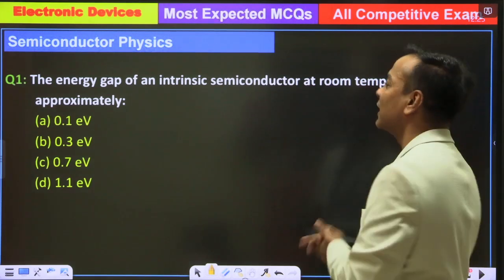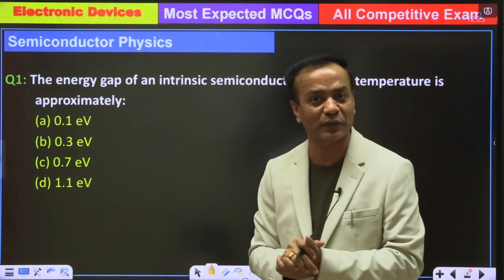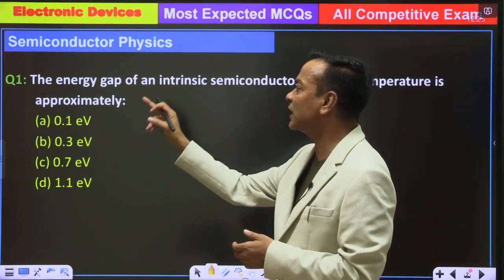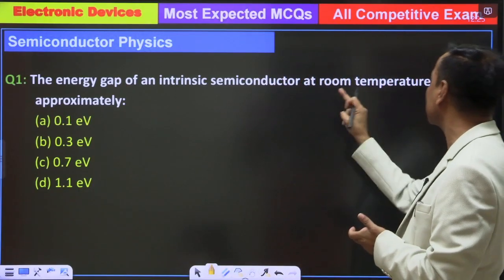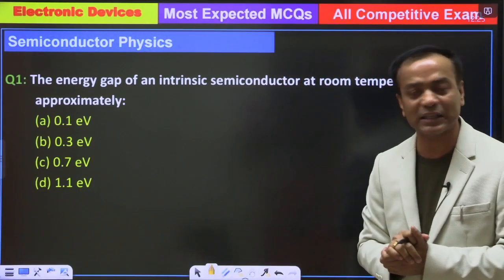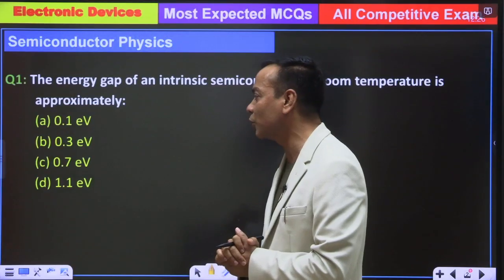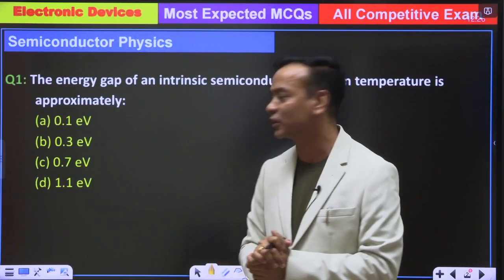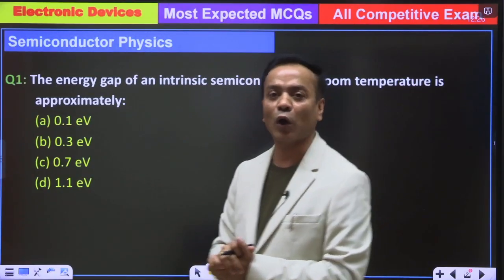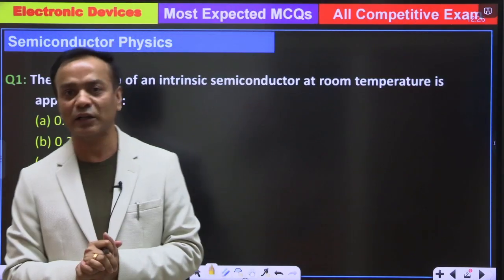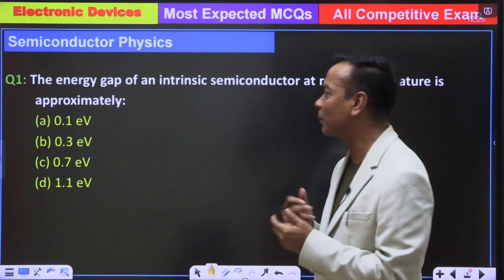The first question I have taken is on the topic of semiconductor physics. The question is: the energy gap of an intrinsic semiconductor at room temperature is approximately? Option A is 0.1 electron volt, option B is 0.3 electron volt, option C is 0.7 electron volt, option D is 1.1 electron volt.